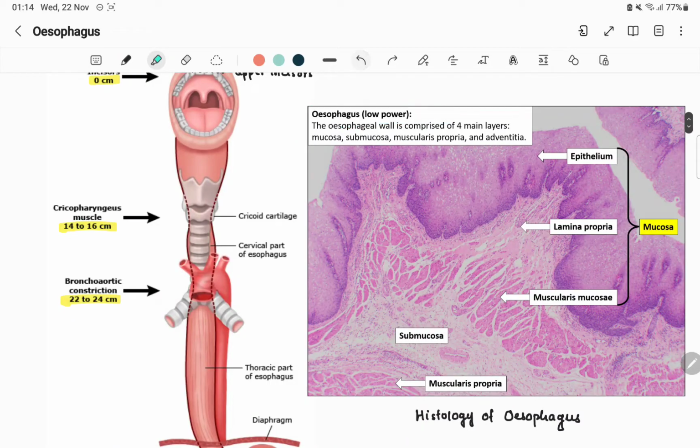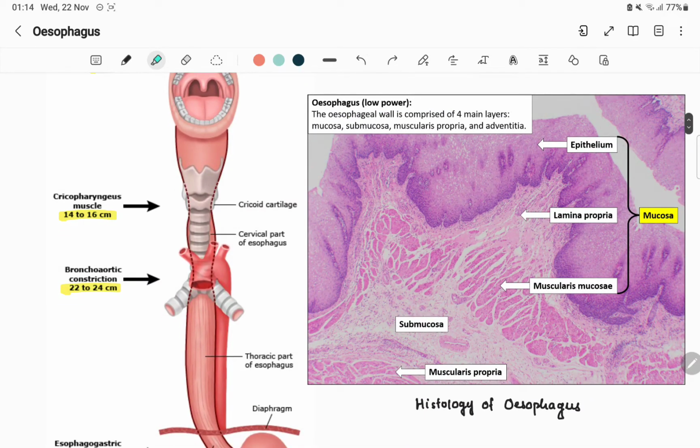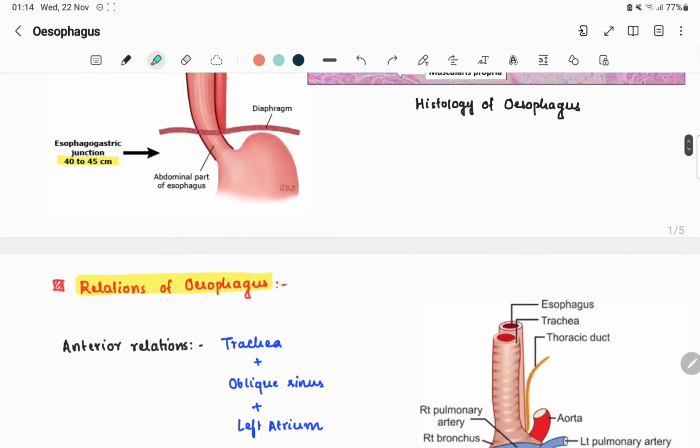Talking about the esophagus in low power, this is the histology of the esophagus. It has the mucosa, in which the epithelium is present. The epithelium is non-keratinized stratified squamous epithelium. Then lamina propria and muscularis mucosa, submucosa, and the muscularis propria.